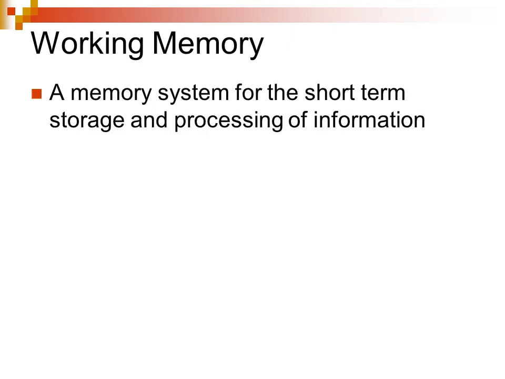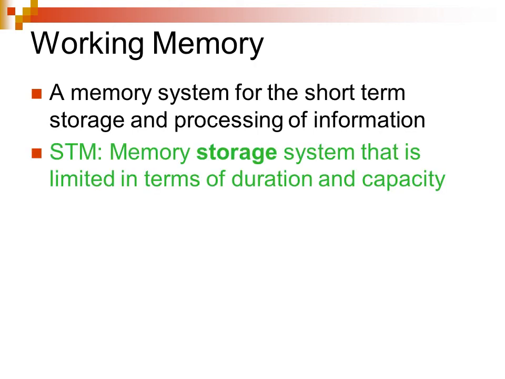Finally, let's discuss working memory, which is defined as a memory system for the short-term storage and processing of information. What I want to do is to contrast it with short-term memory, which we defined as a memory storage system that is limited in terms of duration and capacity. So how are they different from each other? Well, there are two main differences.